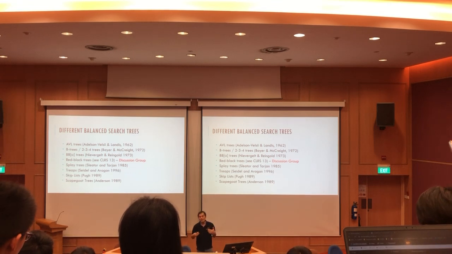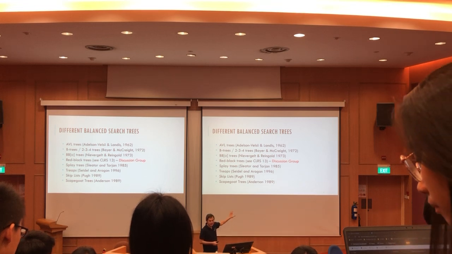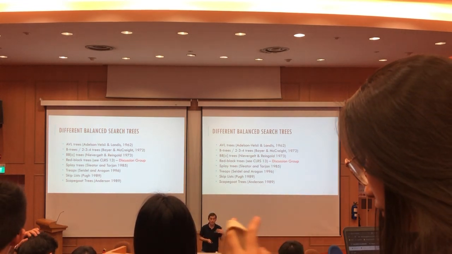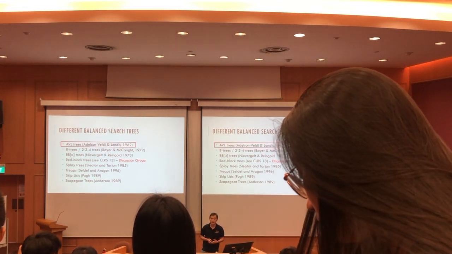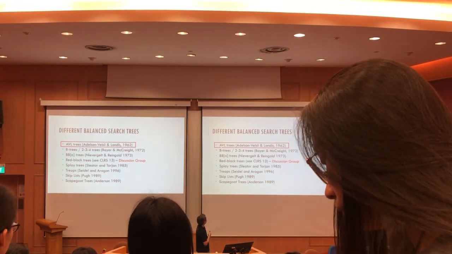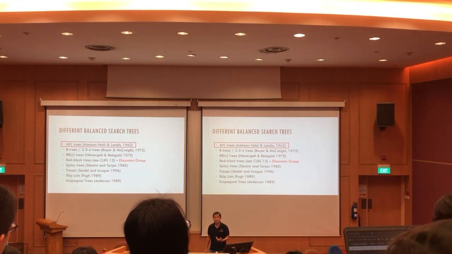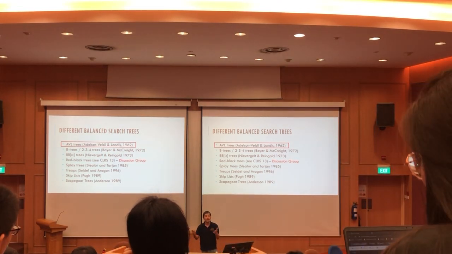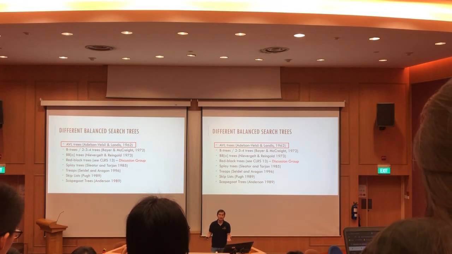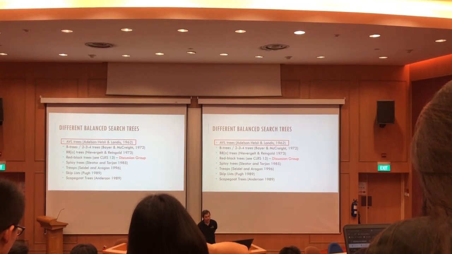Okay, so there are many different kinds of balanced search trees. If you Google, there are plenty of them. Today we'll be focusing on AVL trees, named after Adelson-Velsky and Landis. That's why it's AVL. You will be studying red-black trees in discussion group. So you'll be exposed to two kinds of balanced binary search trees in CS2040S. But there are plenty more. So if you want to know more about the other things, those are some of the references for them.